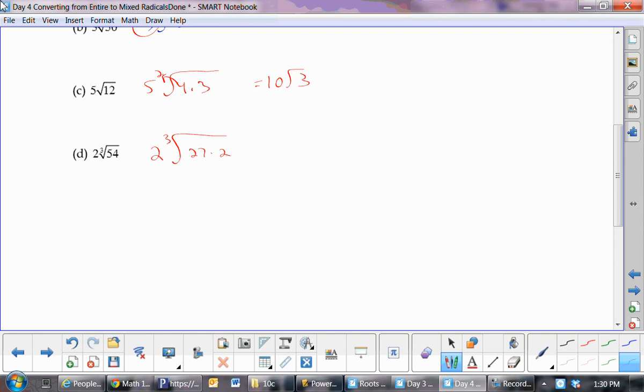Okay, 27 comes out to become a... Ooh. No, not 9. Cube not divided by 3. Cube root of 27 is 3. So that's coming out to become a 3. 3 times 2 is 6 cube root 2.